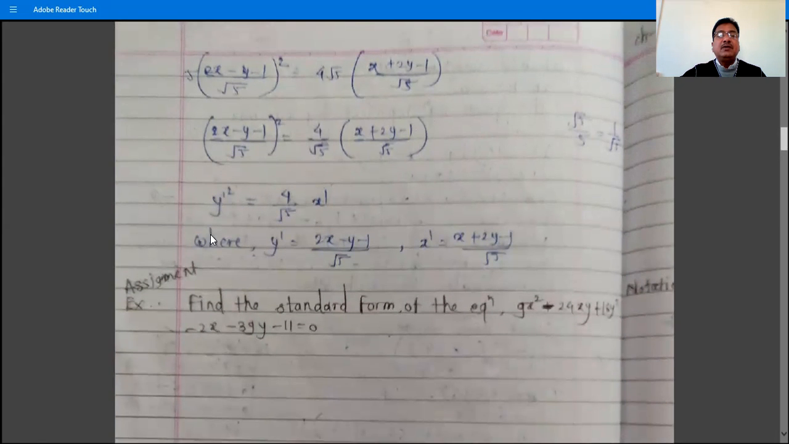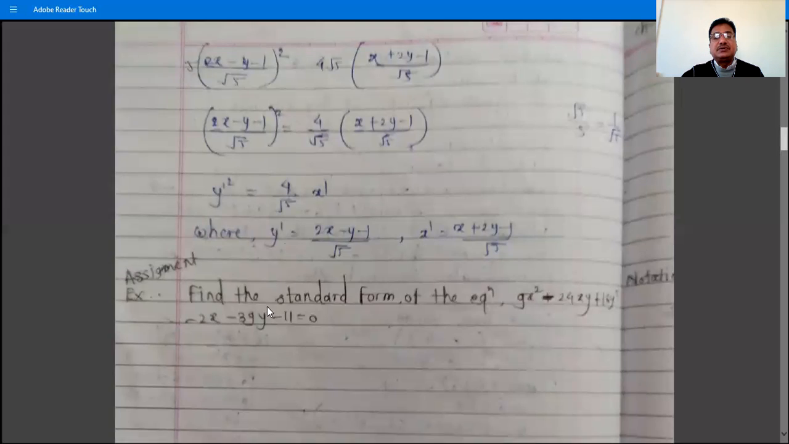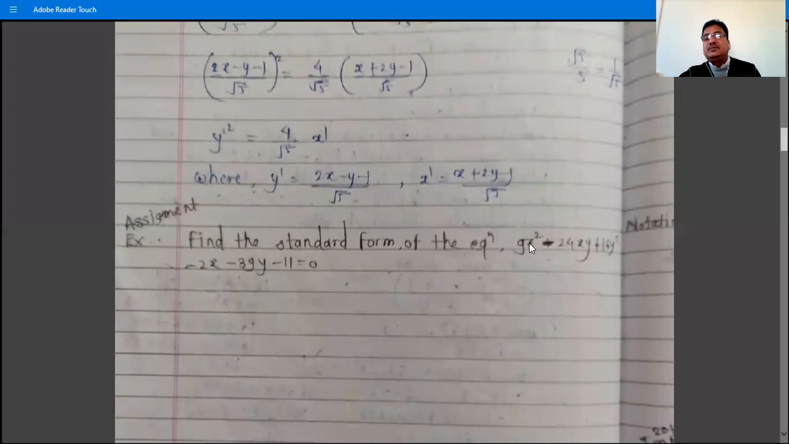And this is in the form y dash squared is equal to 4 by root 5 x dash. This is the general form of the equation of a parabola, that is y squared equals 4ax. So this is in the standard form. What is y dash? Y dash is this bracket (2x minus y minus 1) by root 5, and x dash is this bracket (x plus 2y minus 1) divided by root 5. So this is the standard form of the parabola.